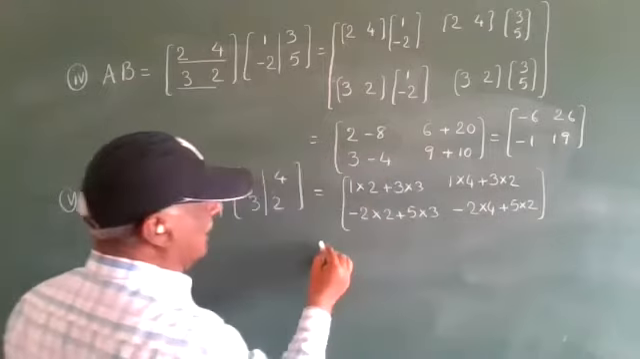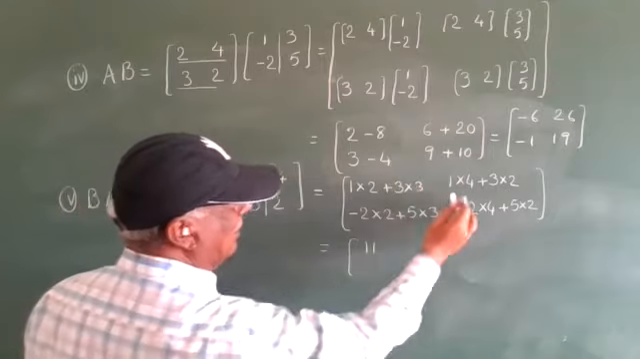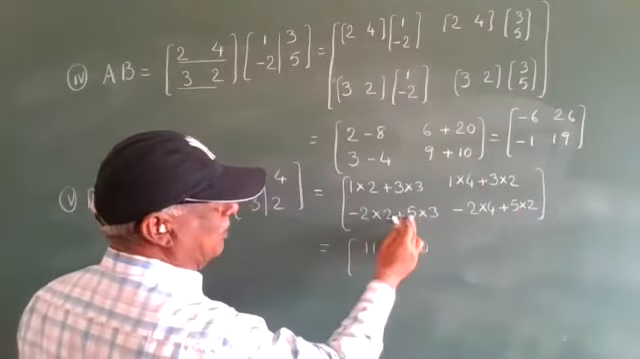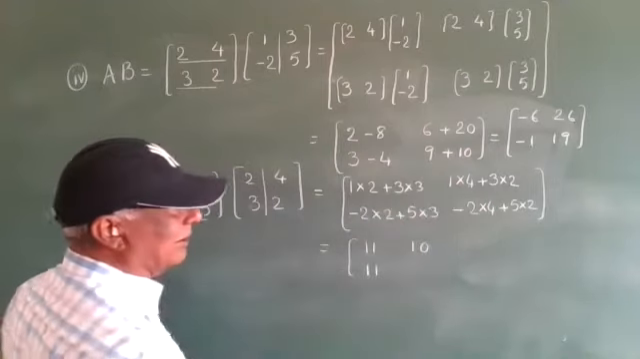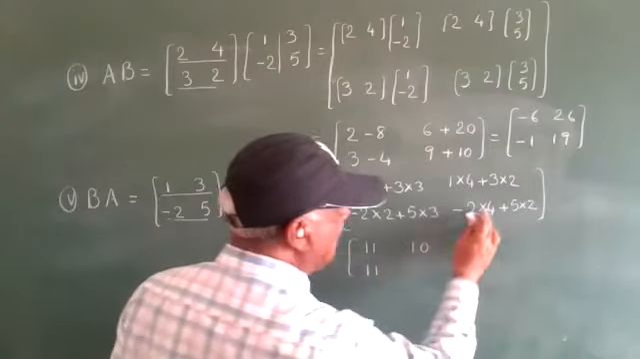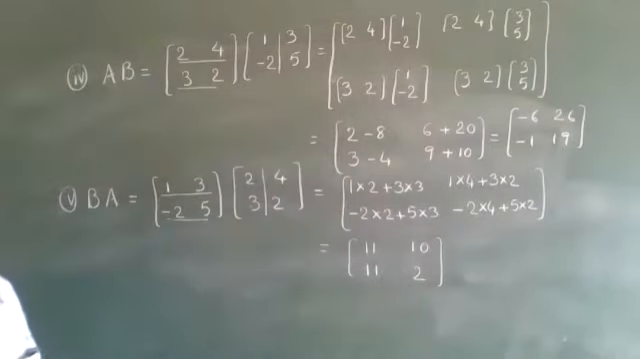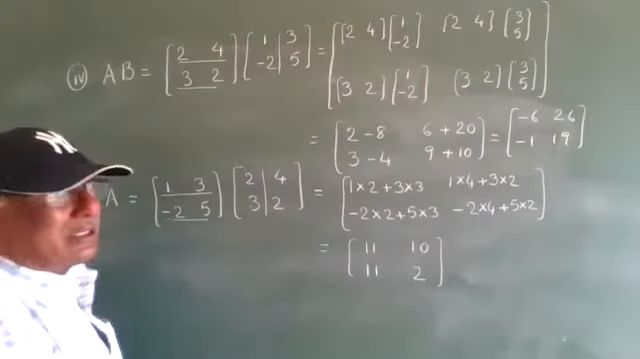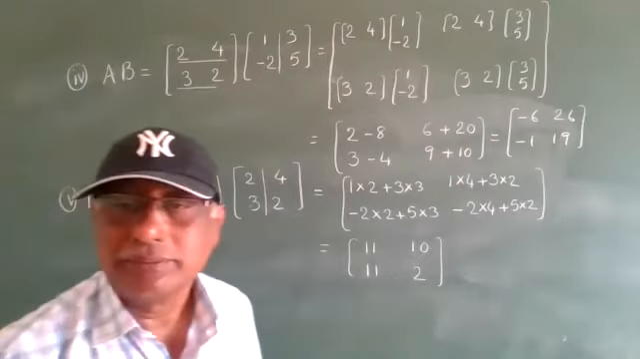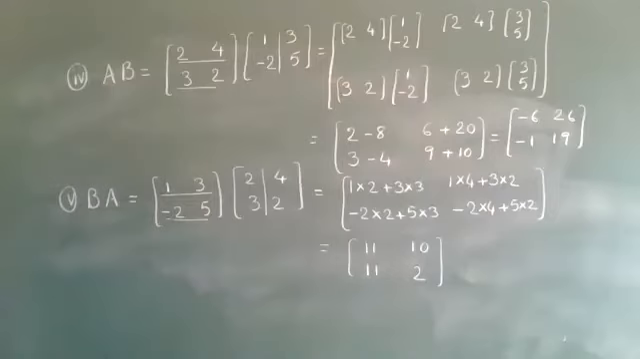Now write down the values. So 2 plus 9, 11. 4 plus 6, 10. Minus 4 plus 15, 11. Minus 8 plus 10, 2. Right. See, everyone. Is AB equal to BA? AB is not equal to BA.